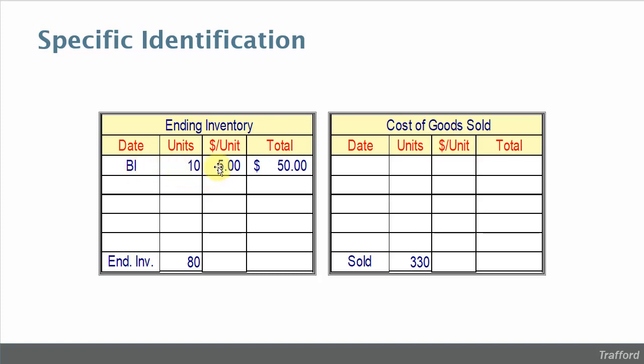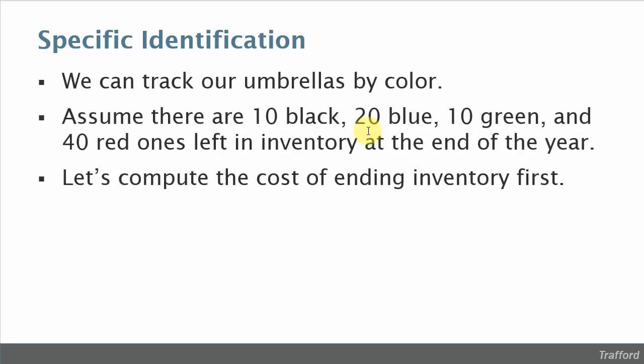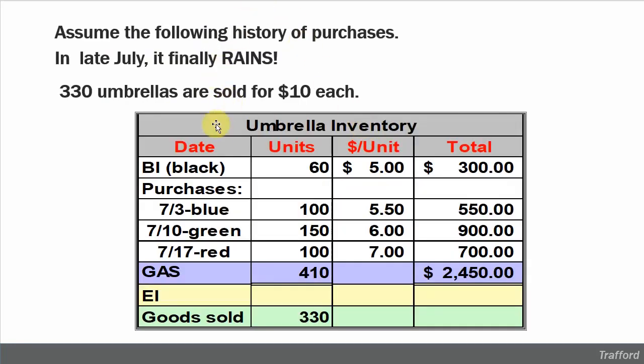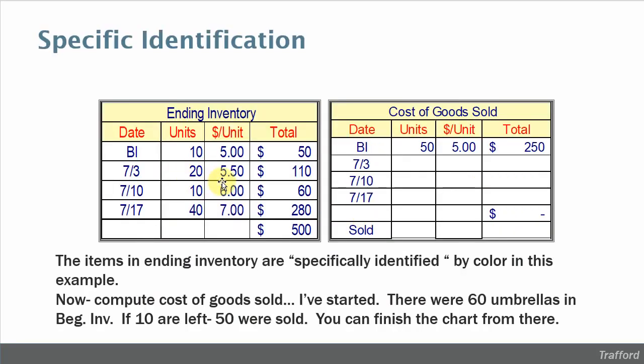So that layer of inventory is 10 times 5 or $50. What's the next layer of inventory? Well, looking back, Noah has 20 blue umbrellas. If we go back to this original schedule, we can see that the 20 blue umbrellas cost Noah $5.50. So we can put that in our schedule. So here's the 20 blue umbrellas at $5.50 each.